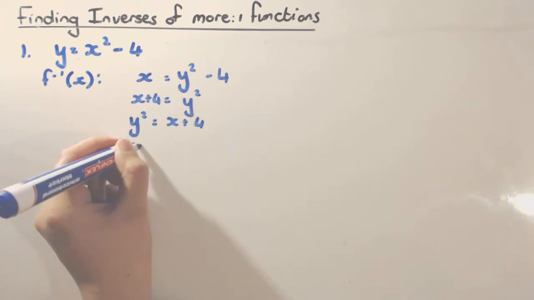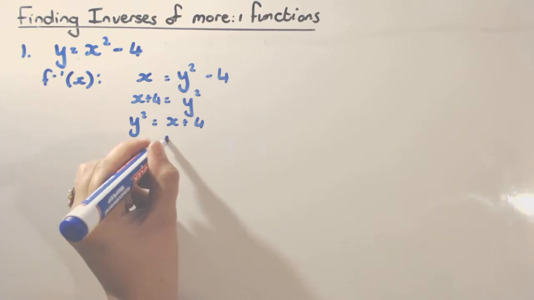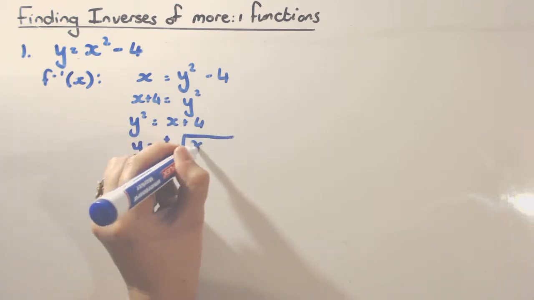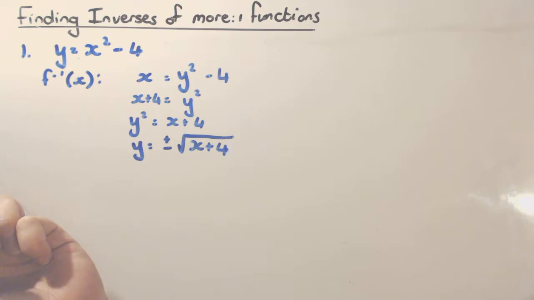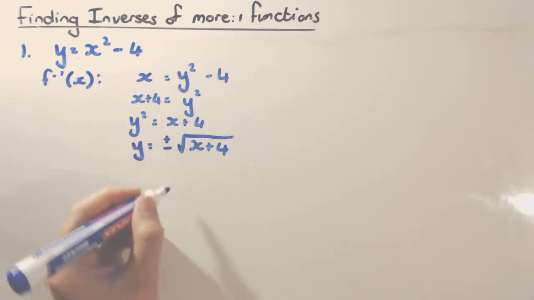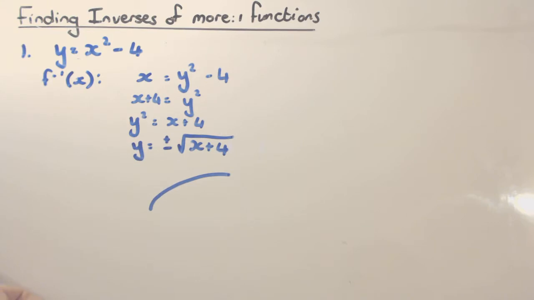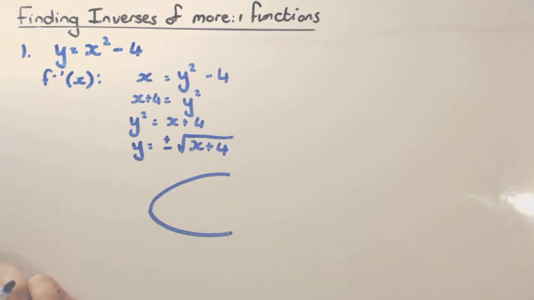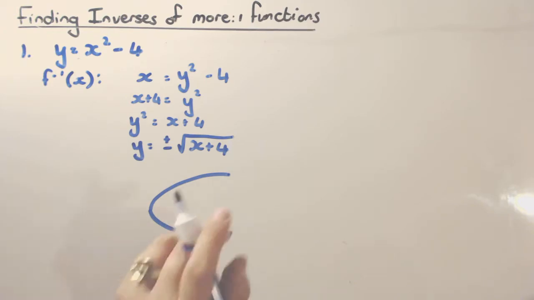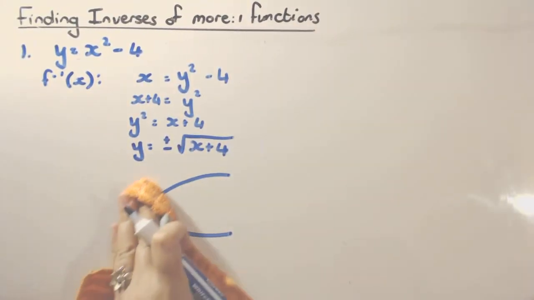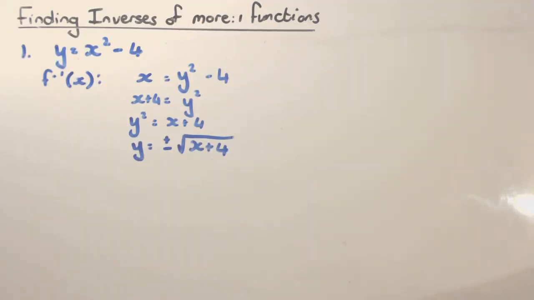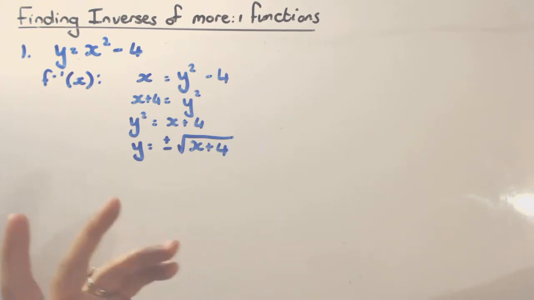And then I just take the square root both sides, but when I take the square root, remember it must be positive or negative square root of x plus 4. The positive square root of x plus 4 will be that part of the graph which comes from your positive x values, and the negative square root will be that part coming from your negative x values. So this is how I find the inverse of this function, and the only thing that still needs attention here then is the restrictions.